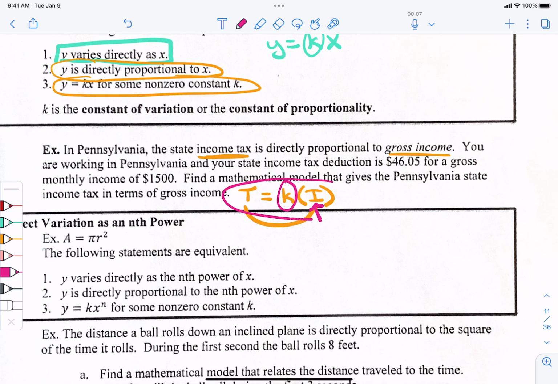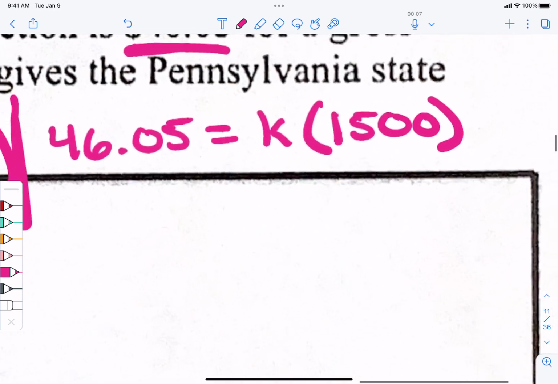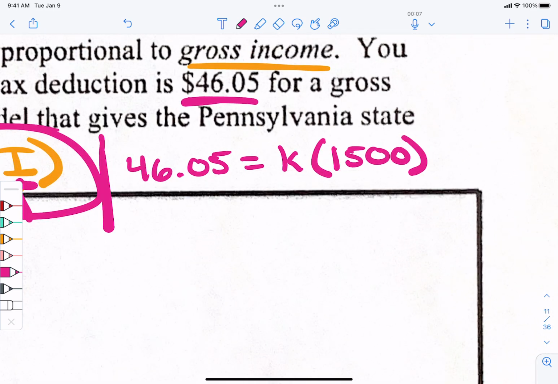So here's the deal. We know that this is the equation. It says you are working in Pennsylvania, and your state income tax deduction is $46.05. Where does that go? Income tax is T, so 46.05 is T. That's going to go there, for a monthly income of $1,500. I don't know what the tax rate is, but I'm going to use this information to find it, right? 1,500 yields me $46.05 in taxes, so I need to know the tax rate.